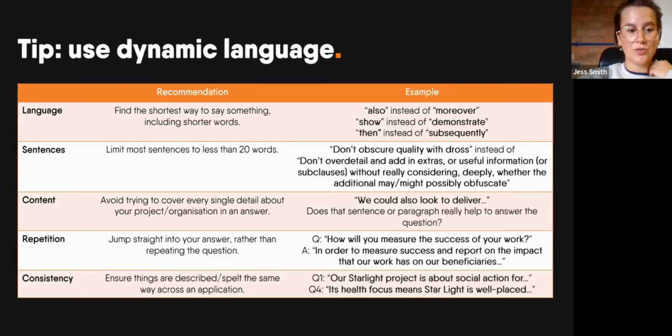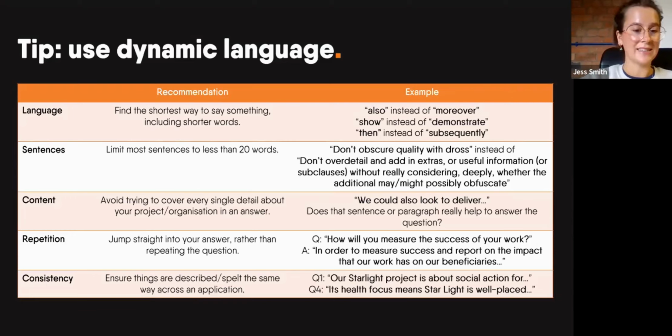Repetition: jump straight into your answer rather than repeating the question. If the funder's asking you, what are we funding you for? You don't necessarily need to start with, we need funding for. You can go into talking about your program, talking about your project without going off what they've already said. If anything, you're only limiting your own word count. As we see, it's hard to stick with some of them, especially tighter word counts. So you've really got to make the most of every single word that you use.